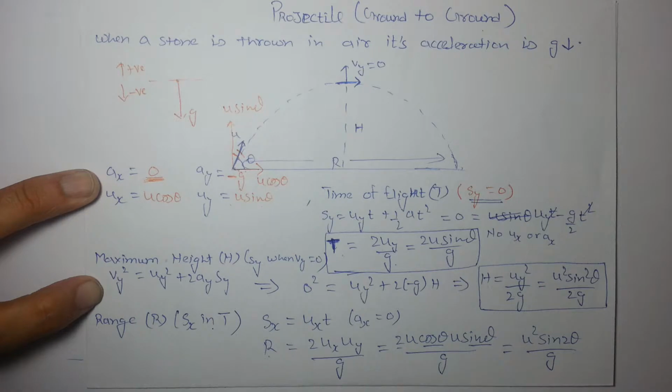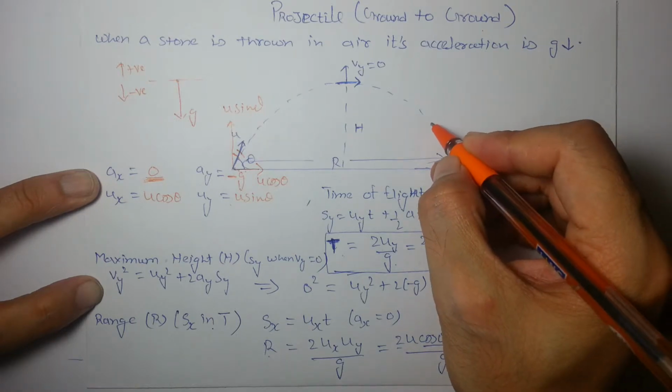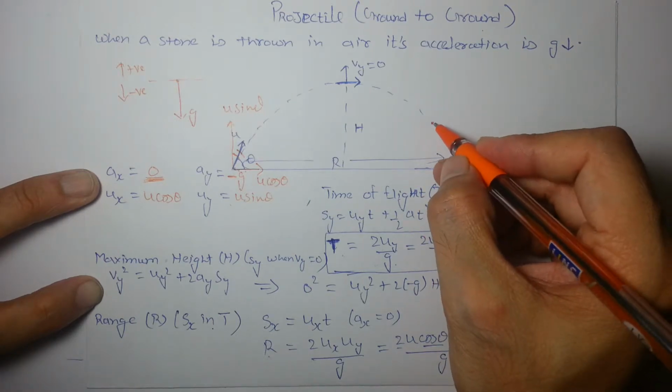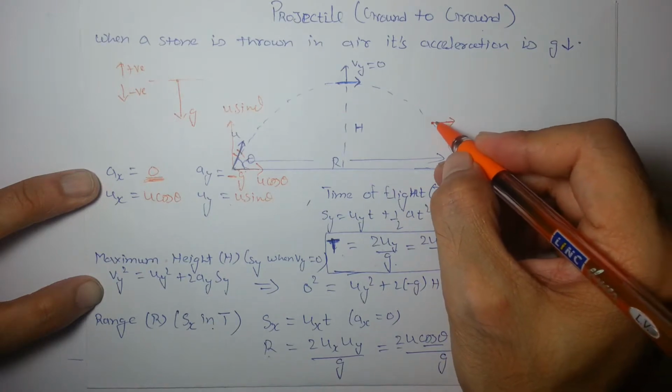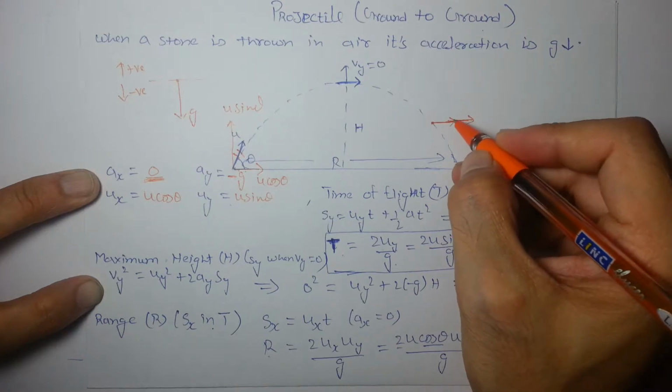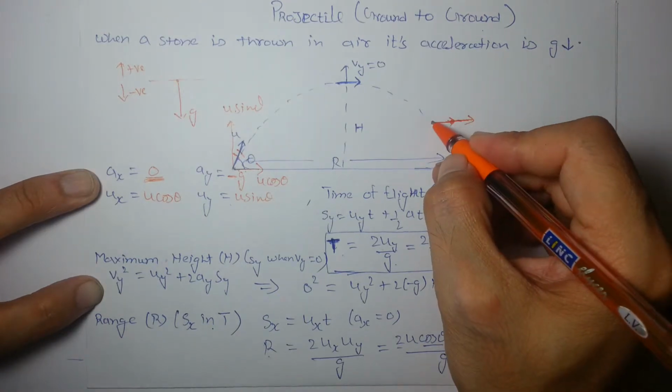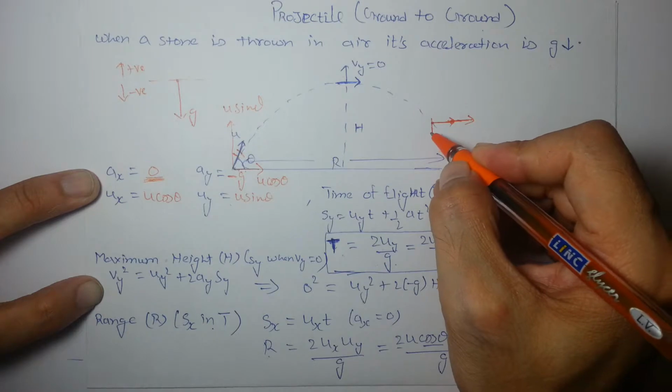One thing to be noticed is that the velocity vector, which is a resultant of x and y components: the x component is not changing its length, but the y component is changing its length.